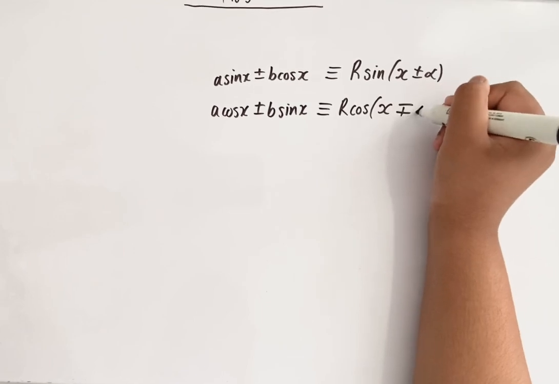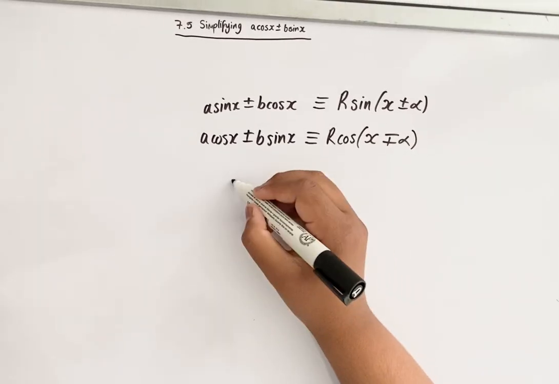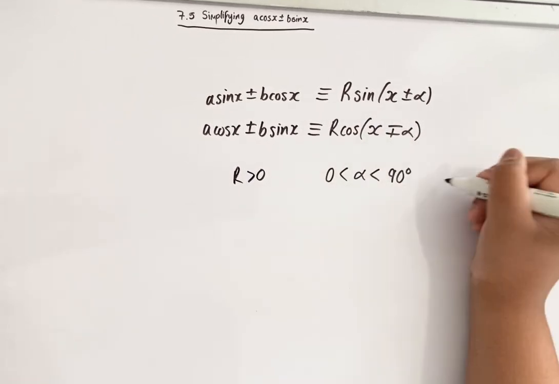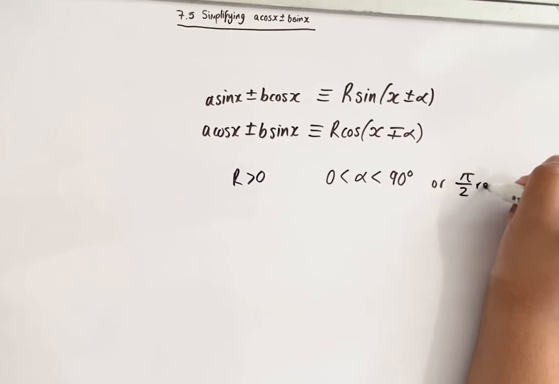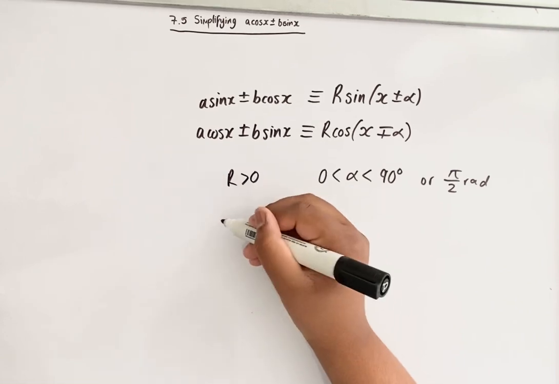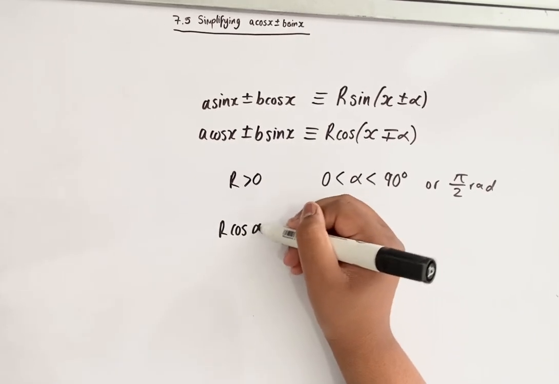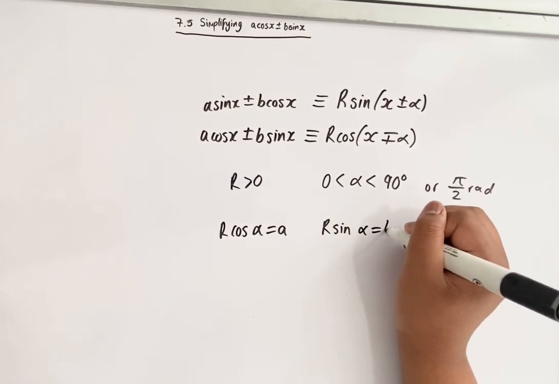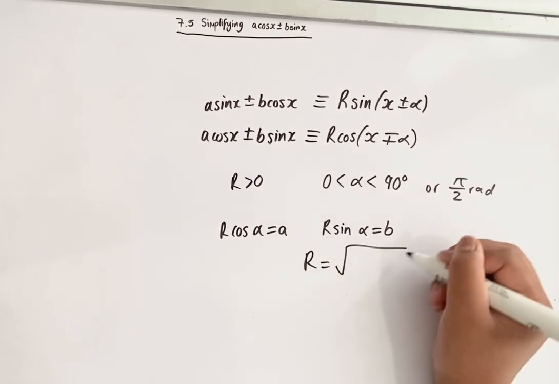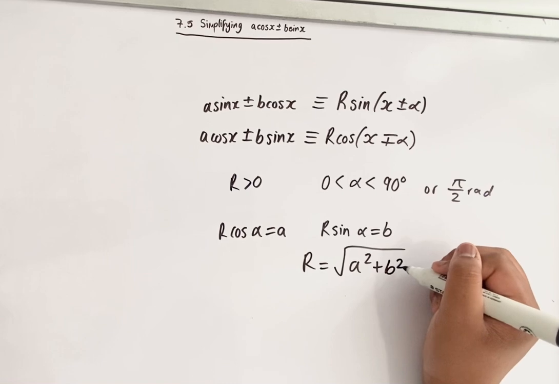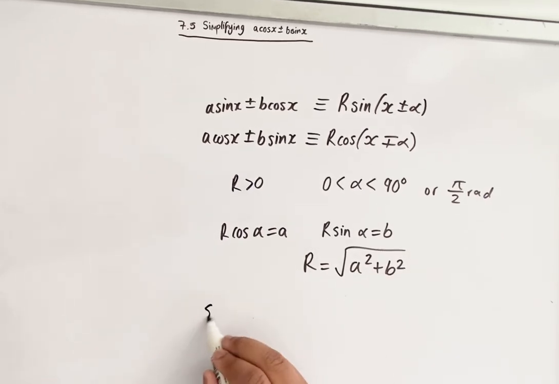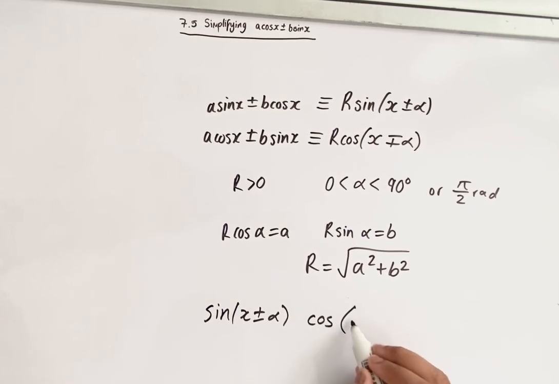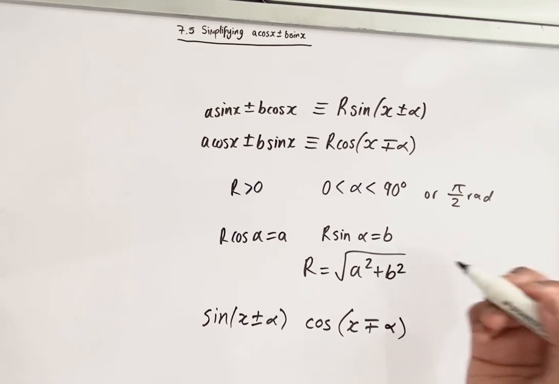x minus or plus alpha, where r is bigger than 0, 0 is less than alpha, which is less than 90 degrees, or pi over 2 radians, and where r cos alpha is equal to a, and r sine alpha is equal to b, and r is equal to the square root of a squared plus b squared. You can use the addition formulae to expand the sine of x plus or minus alpha, or cos of x minus or plus alpha, and then equate coefficients.